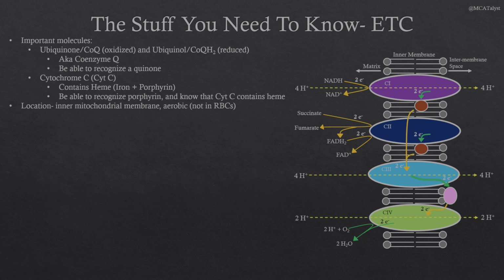complexes. The electron transport chain is going to occur on the inner mitochondrial membrane. And so, of course, this is still going to be aerobic and not occur in red blood cells. It's going to occur whenever we need ATP and we have oxygen present.